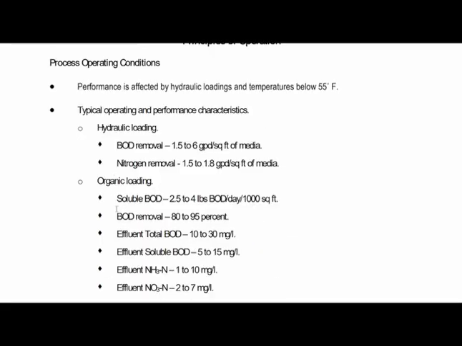Organics loading, soluble BOD is 2.5 to 4 pounds of BOD per day per 1,000 square feet. BOD removal is 80 to 95%. Effluent total BOD is 10 to 30 milligrams per liter. Effluent soluble BOD is 5 to 15 milligrams per liter.